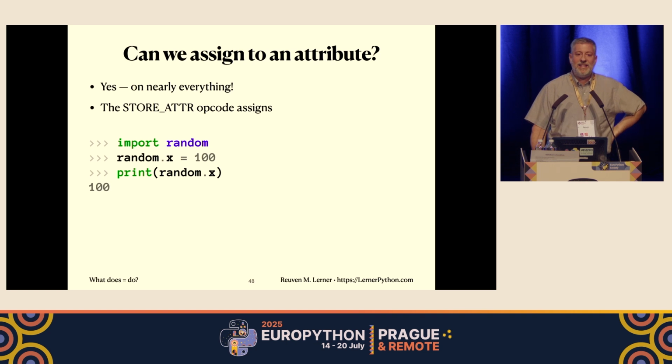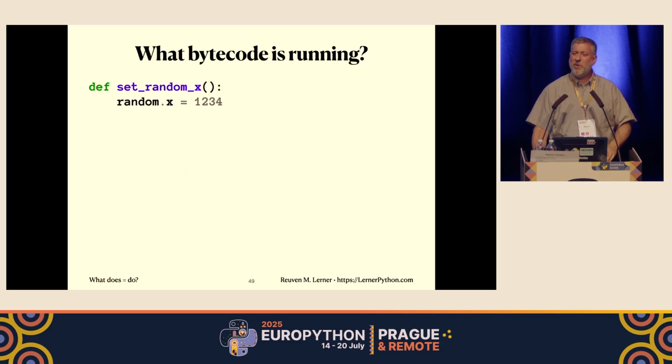So basically, I can assign to an attribute on nearly any value in the language, aside from some core compiled stuff. So I can take a module, import random, random.x equals 100, and there we go. I've added a new attribute to the random module. Well, what's going on there?